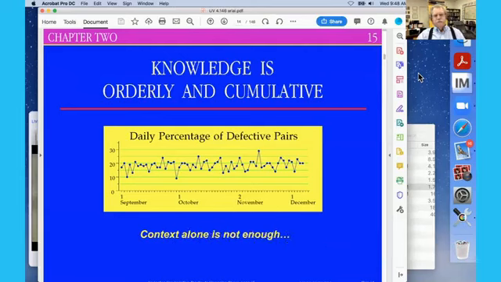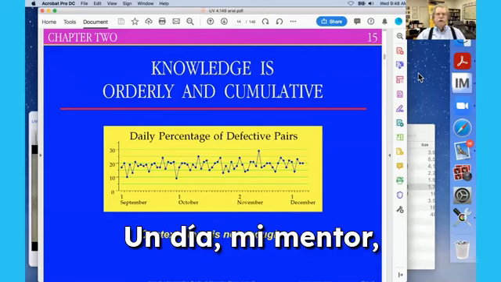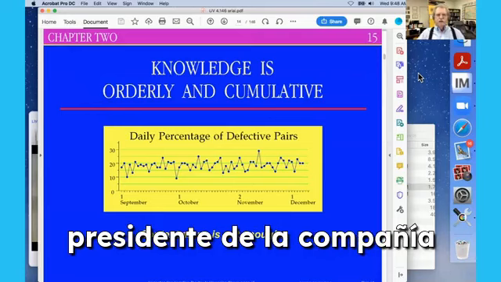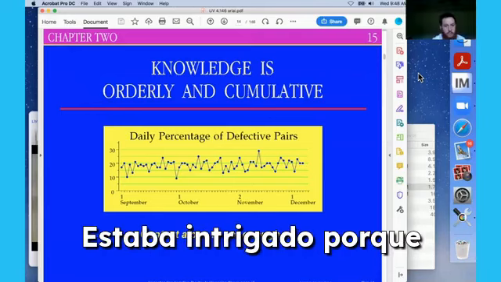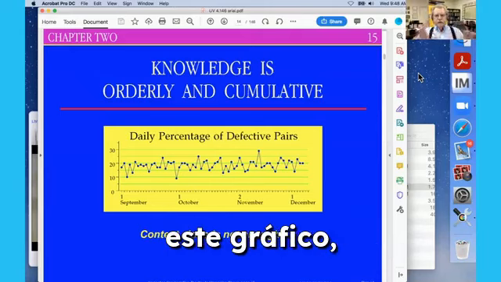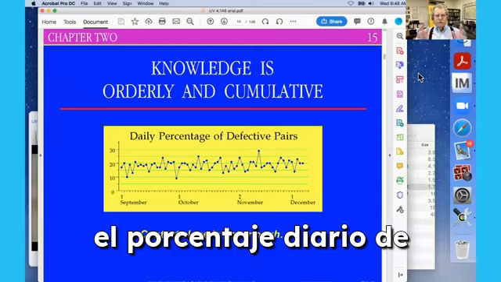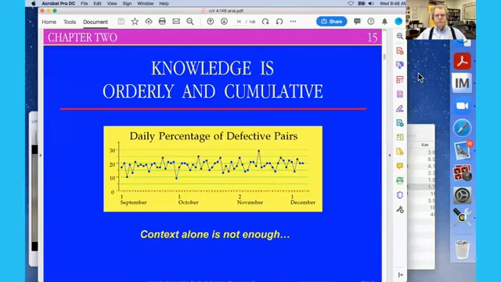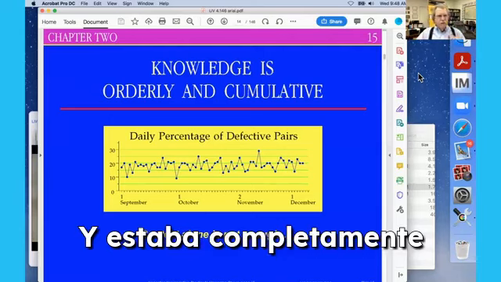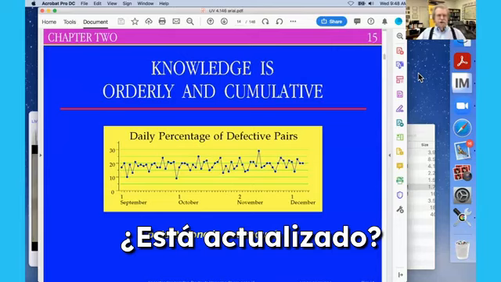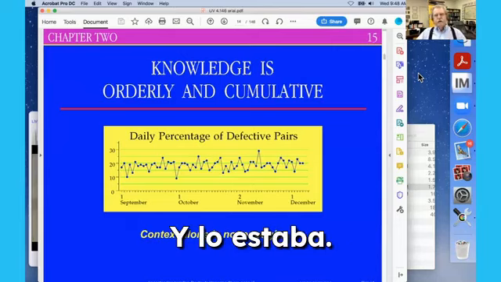Page 15. One day, my mentor, David Chambers, went into the office of the president of the shoe company, and he was intrigued because there on the wall, the president had this graph, the daily percentage of defective pairs. And it was right up to date. That's the first thing you look at. Is it current? And it was.